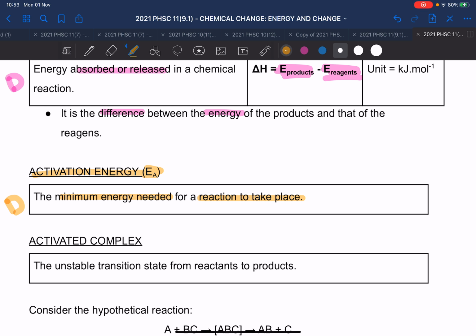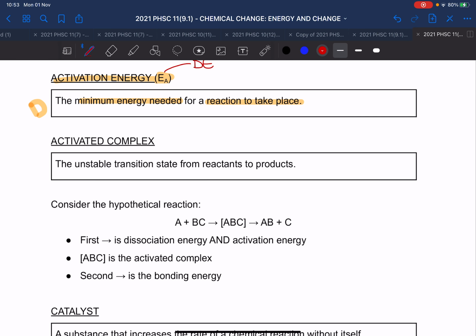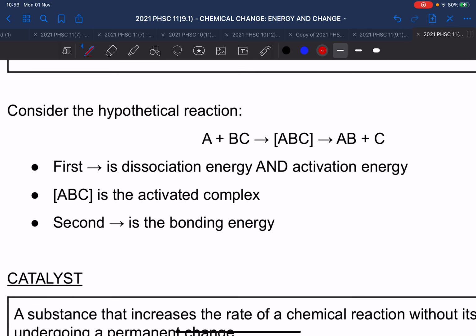Yes? Yes. This is the same as the dissociation energy. The energy needed to break the bonds, or the minimum energy required for a reaction to take place. Then, before I go to the next definition, I first want to look here.